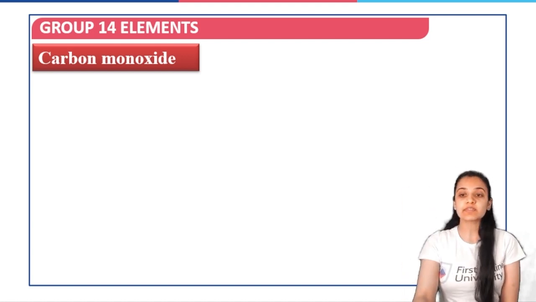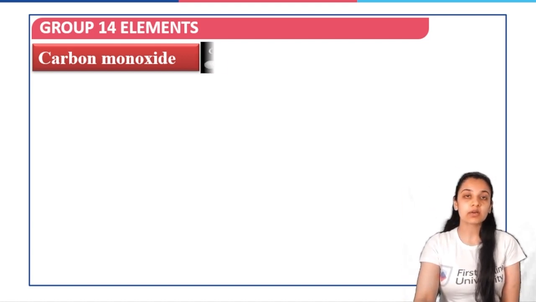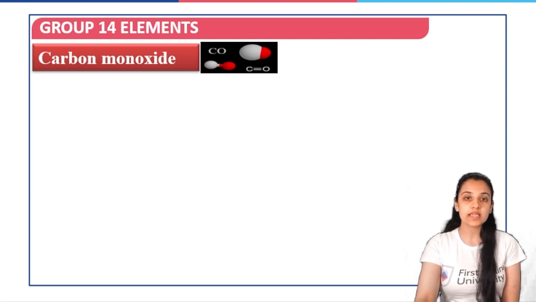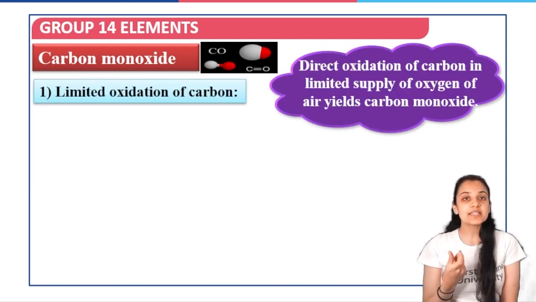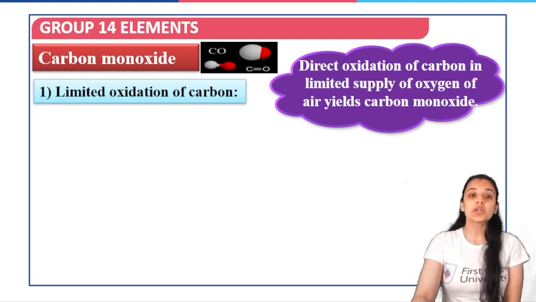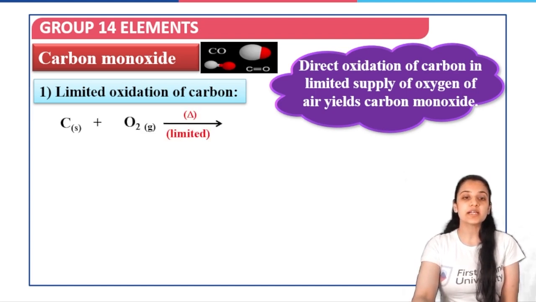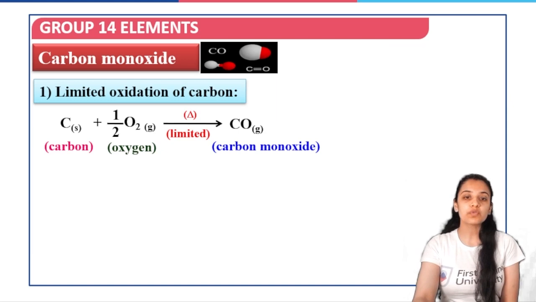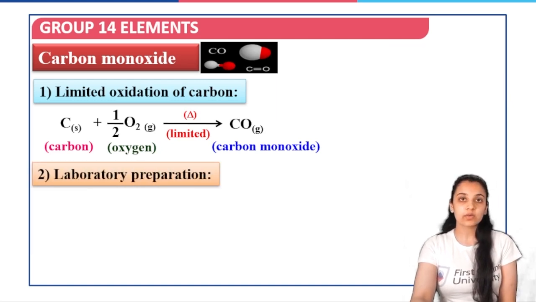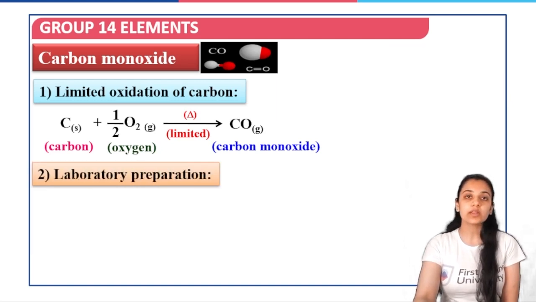So the first one that we have is carbon monoxide. Now carbon monoxide is CO, C triple bond O. The direct oxidation, we have already seen that when carbon is oxidized in presence of a limited amount of O2, that is oxygen, on heating we get carbon monoxide gas. So limited oxidation of carbon will result in the formation of CO, that is carbon monoxide, and the equation will be balanced when we have just half a mole of O2 reacting with carbon.